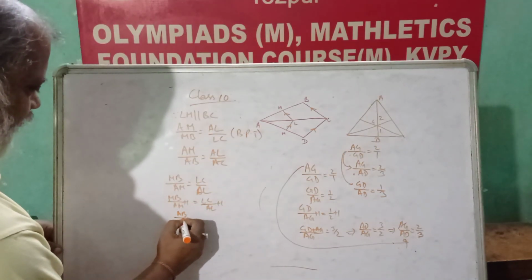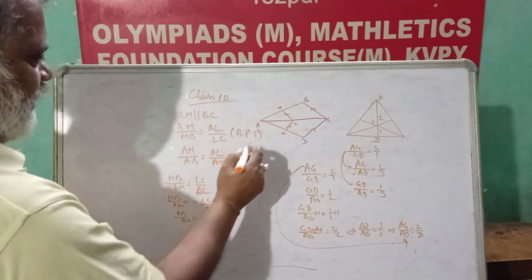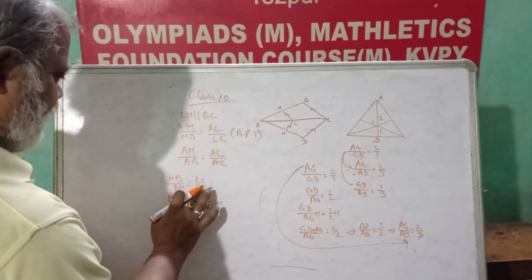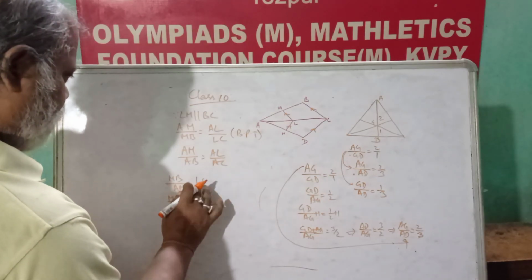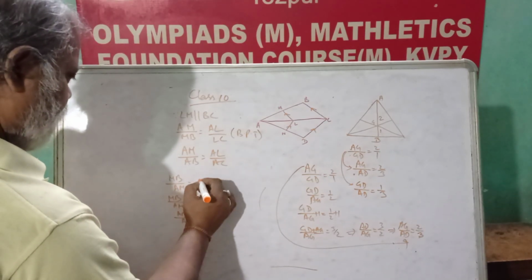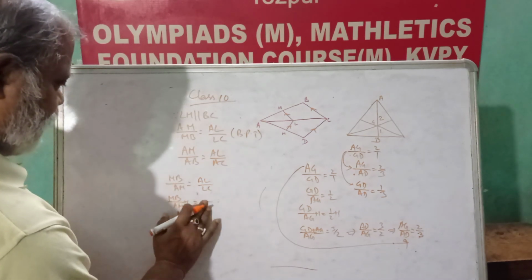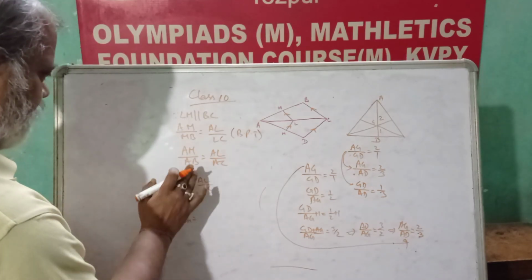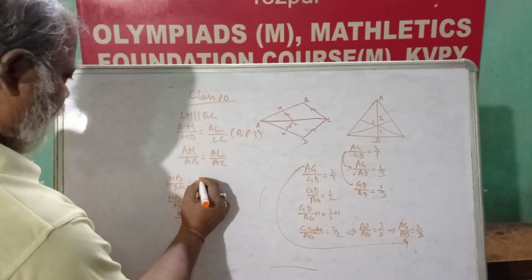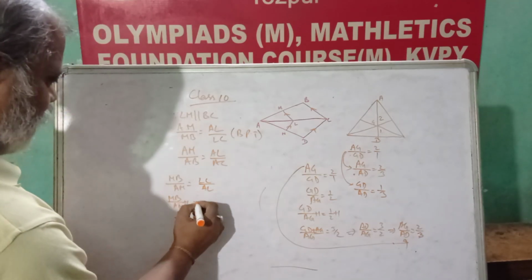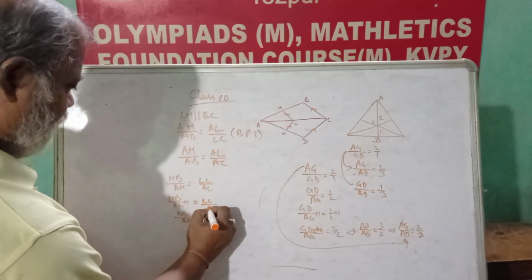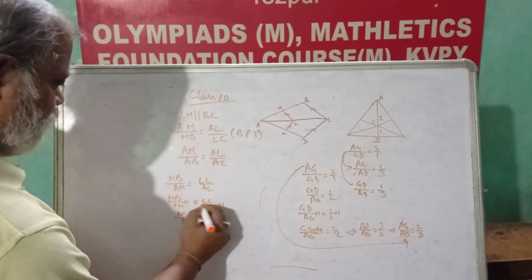So AB by AM is equal to, again, AL plus LC. So you invert it, this will be LC by AL, and now you add one both sides, LC by AL plus 1. So this will become how much?